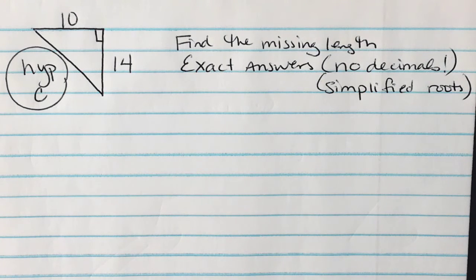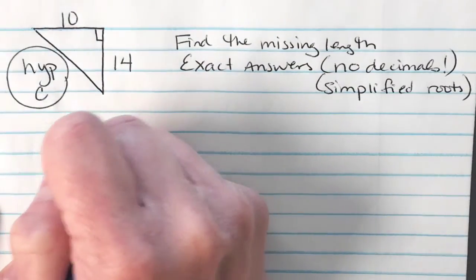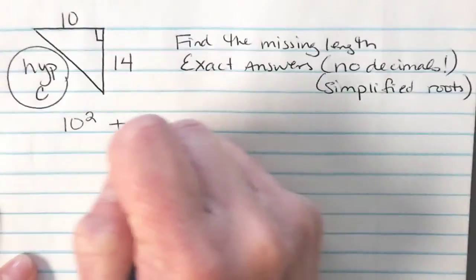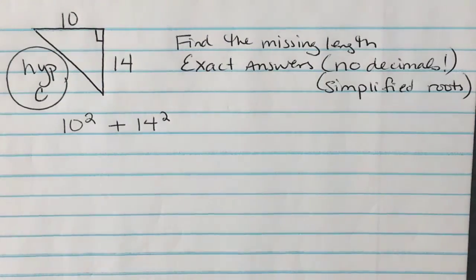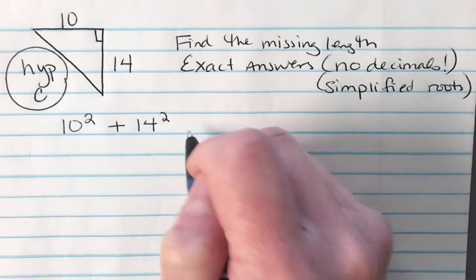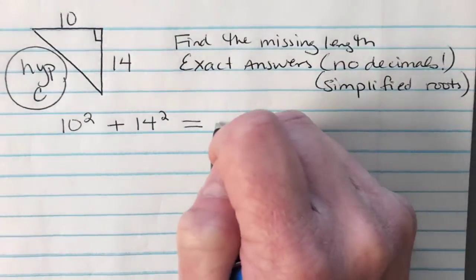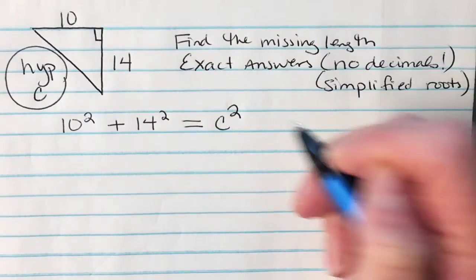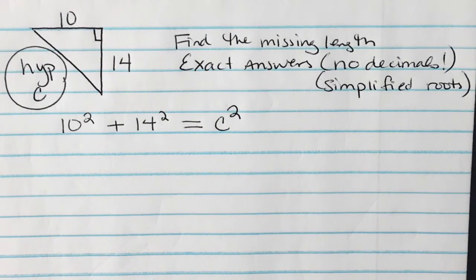So we have to know what the name of our missing side is. It's the hypotenuse. So here comes our task. Our job is to take the two legs, square them, put a plus sign in the middle, and then set that equal to our hypotenuse squared. I don't know what the hypotenuse is, so I'm going to name that variable c, because that's what we call our hypotenuse. Then our job is to use a calculator and keep going.